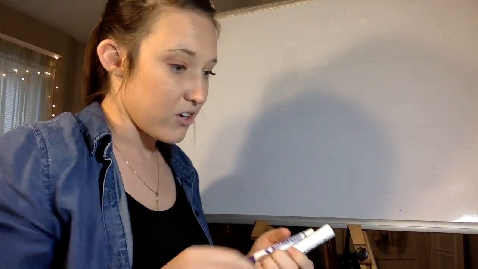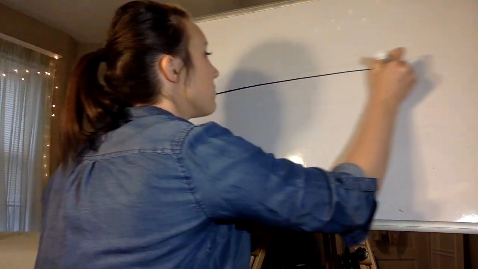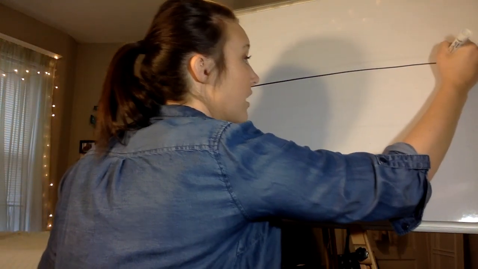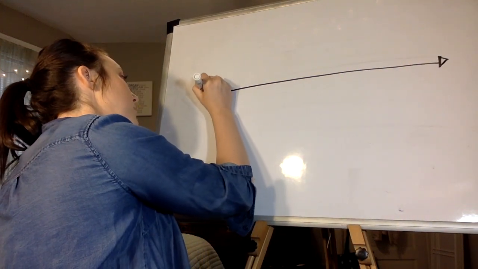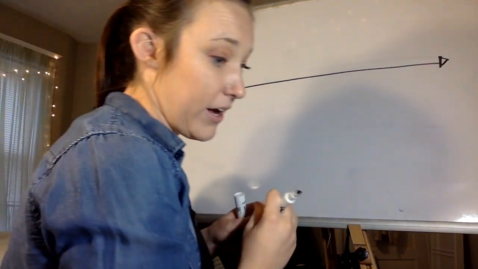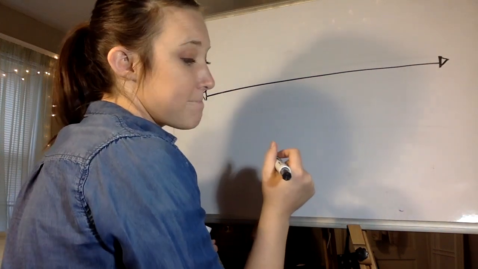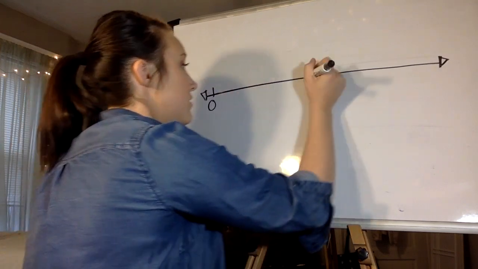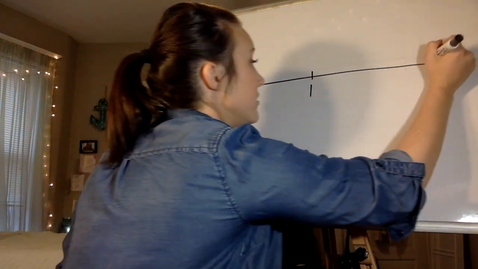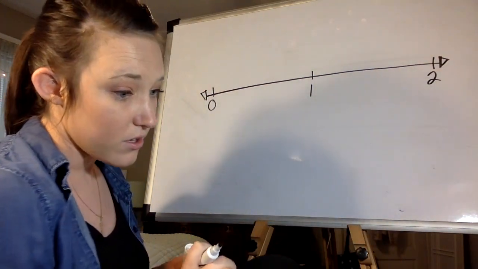Okay, I guess I could have left my number line there. So I've got a number line. Everything that is in black is what the book already gave you, okay? I'm just going to do my 0, my 1, and my 2. Okay.